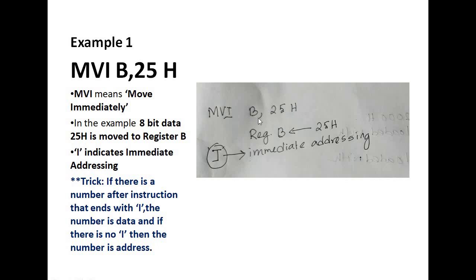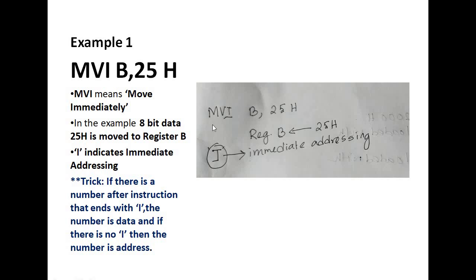Okay, now you will ask, ma'am, how can you understand that 25H is the data, right? So this is your confusion. Any number can be data, and any number can also be an address. So how do you know which one is data and which one is an address? Now there is a trick behind it.